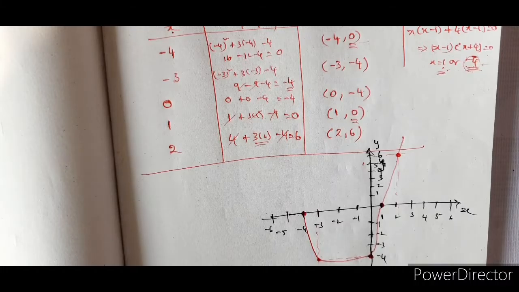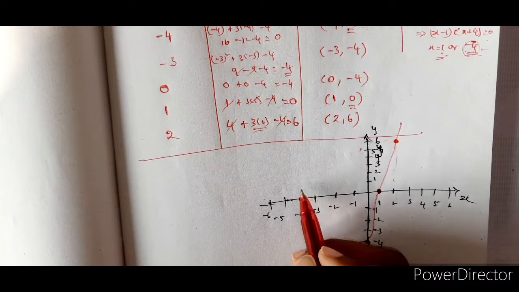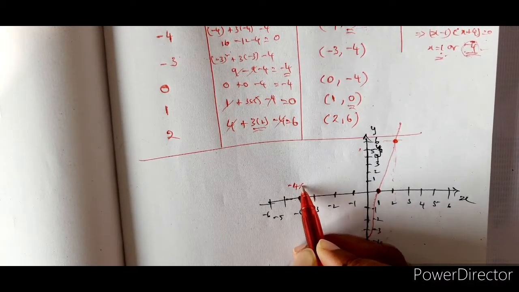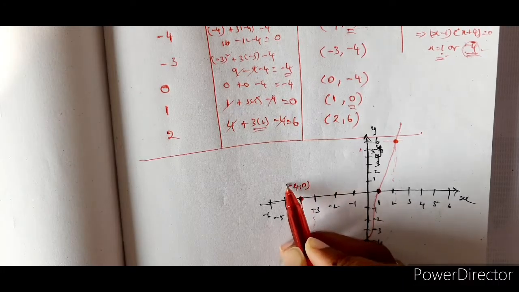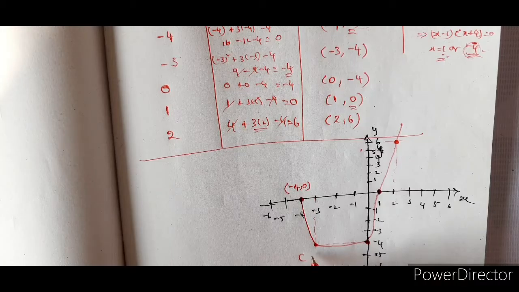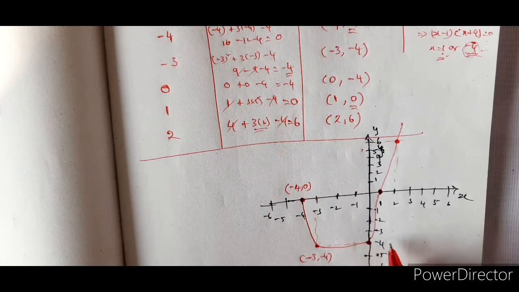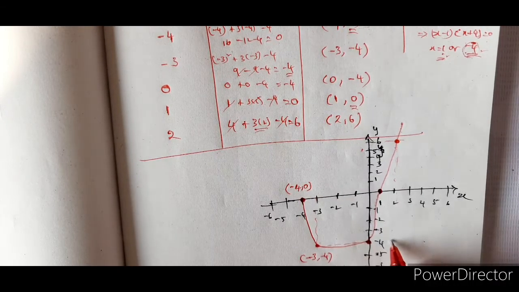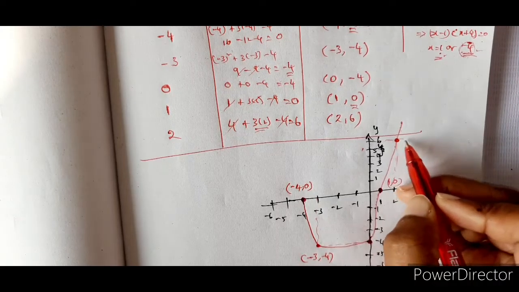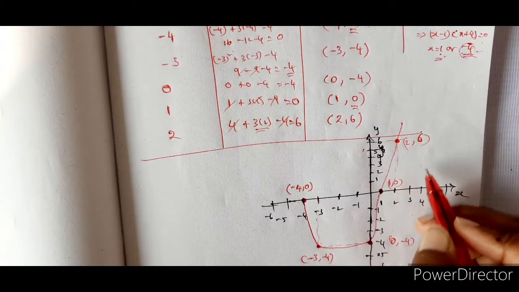This is how the graph will be, right? So carefully observe how I have put the... Now your job is to mention this one also. Dear students, it is very, very important to mention or to locate the points in the graph. Mention the point: -3, -4, and this is 0, -4. And this is 1, 0, and this is 2, 0. I'm sorry, 2, 6.